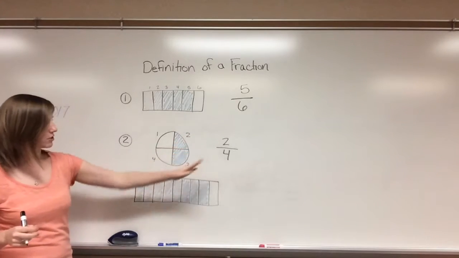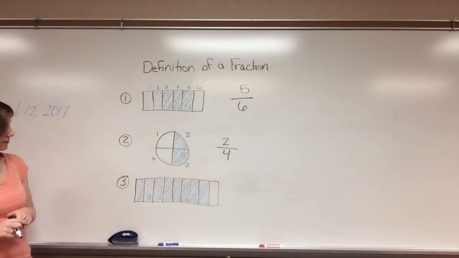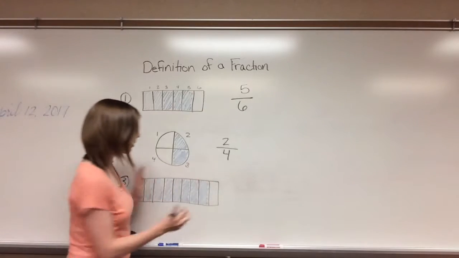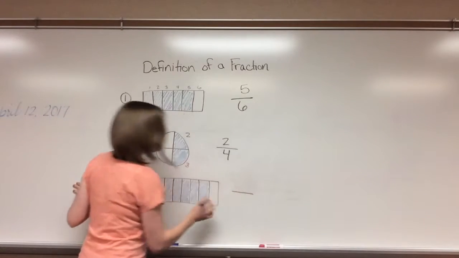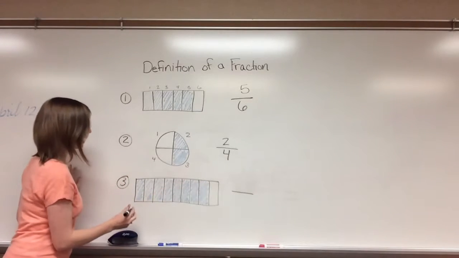So for number 2, we have 2/4, 2 out of the 4. All right, let's take a look at number 3. Again, we want to figure out the fraction part over the whole. So here's my fraction. The whole amount would be how many pieces are there all together. So let's go ahead and count.